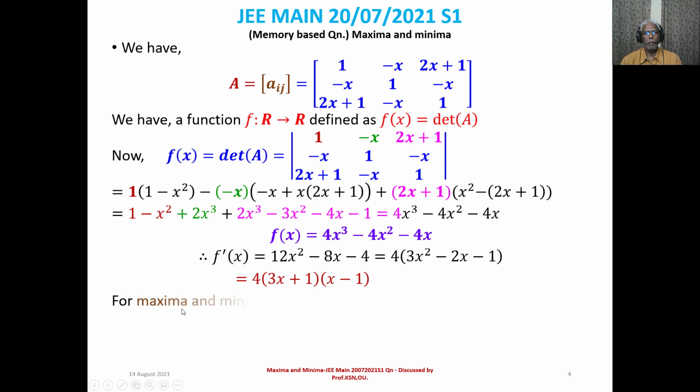Now for maxima minima, put f prime x equal to 0. F prime x equal to 0 will imply x is equal to 1, x is equal to minus 1 by 3. These are stationary points or critical points. We continue the discussion in the next slide.